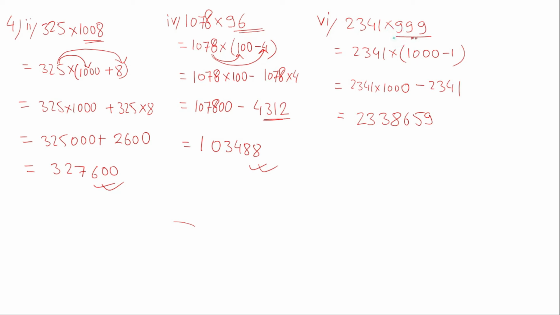Now in the sixth one, 2341 into 999. 999 we can write as 1000 minus 1. So 2341 first multiply with 1000, then multiplied with 1. So when you subtract it, you will get this as the answer.